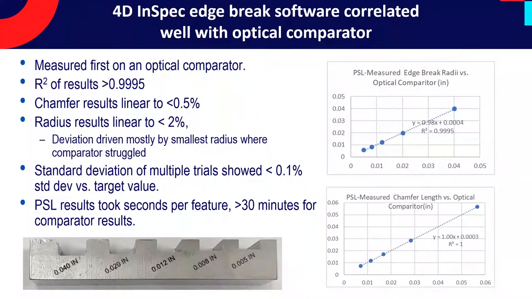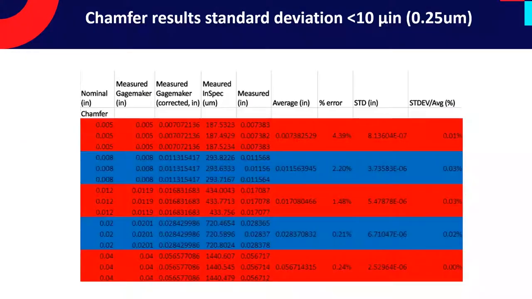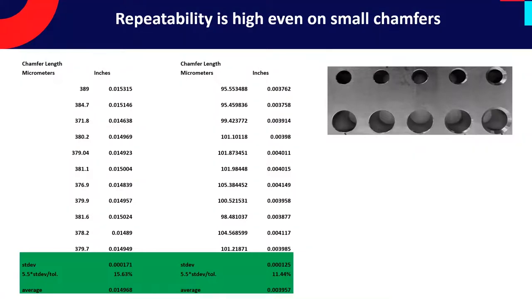Our standard deviation in multiple trials was about 0.1%, and the radius results are linear to less than 2%. Chamfer results are linear to less than 0.5%. Going on, we've done a lot of measurements on different standards, on different parts supplied by different aerospace and automotive companies. Our percent error standard deviations have been very strong on all our parts, especially on larger chamfers and radii. And even on small chamfers, repeatability has been very high in these countersink holes.